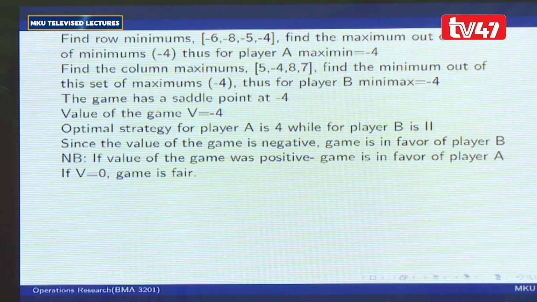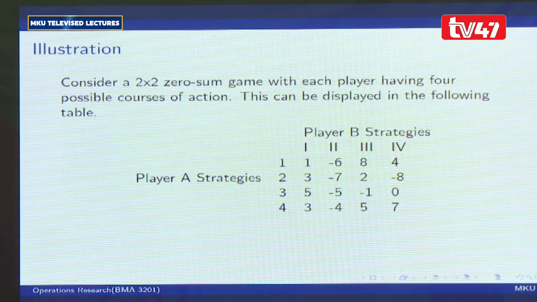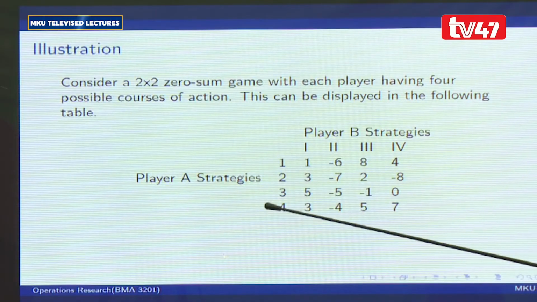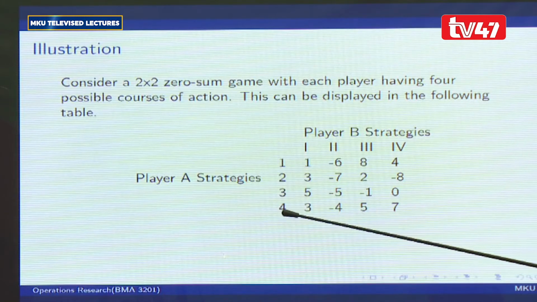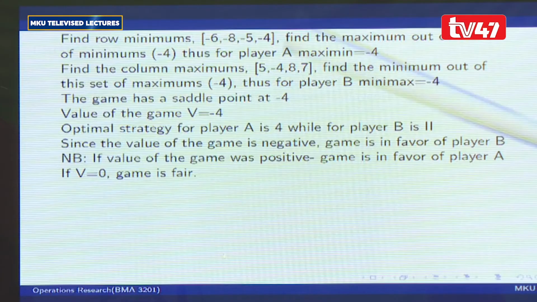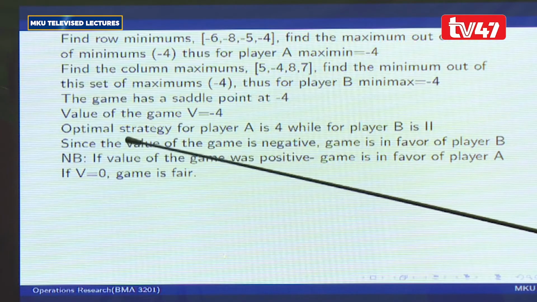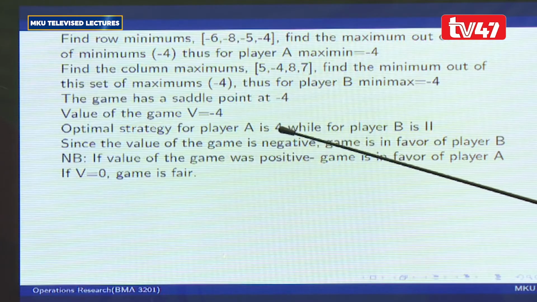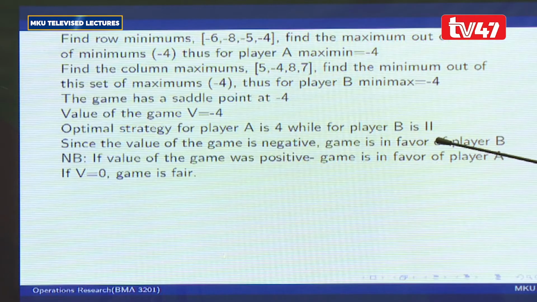For you to have solved the game, there are several things that you need to come up with. Number 1, after getting the saddle point, give the value of the game. Number 2, give the optimal strategies for each player. Coming back to our matrix, this value, negative 4, exists where the strategy for player A is strategy 4, and the strategy for player B is strategy 2. And therefore, the optimal strategies, the strategies that will ensure the players win the game, are, for player A, strategy 4, and for player B, strategy Roman 2.